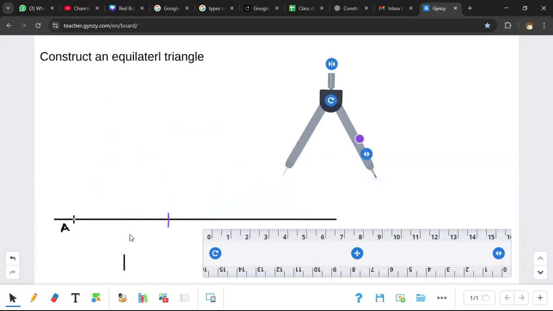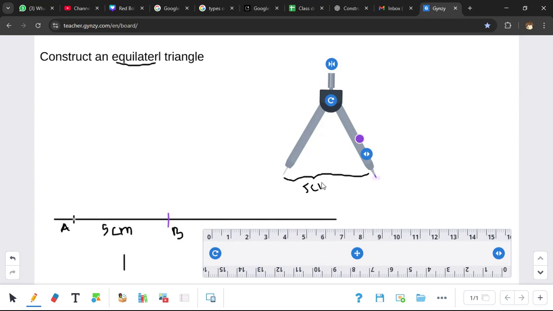Then I have to mark that point as B. And what is the length of this straight line segment? It is 5 centimeters. So you have to write it down. Already you are going to construct an equilateral triangle. That means all the sides should be 5 centimeters, 5 centimeters and 5 centimeters. Already you know this length is 5 centimeters.